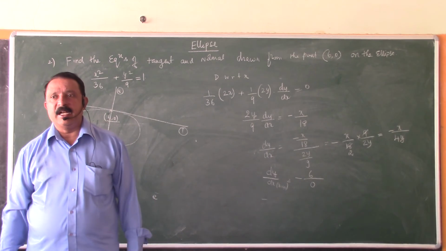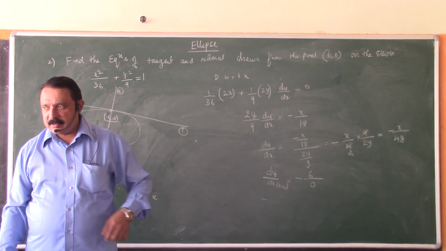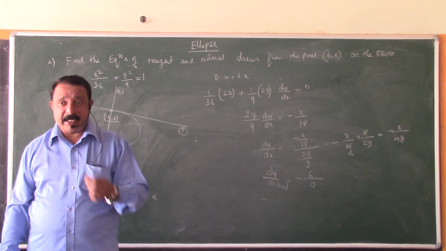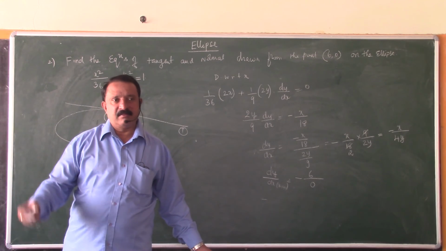So what is the answer we conclude? The tangent and normal at (6, 0) are not defined. Just write that.